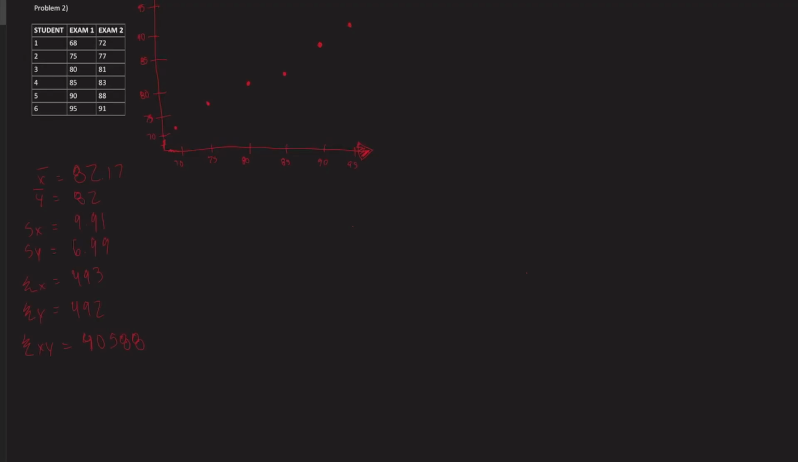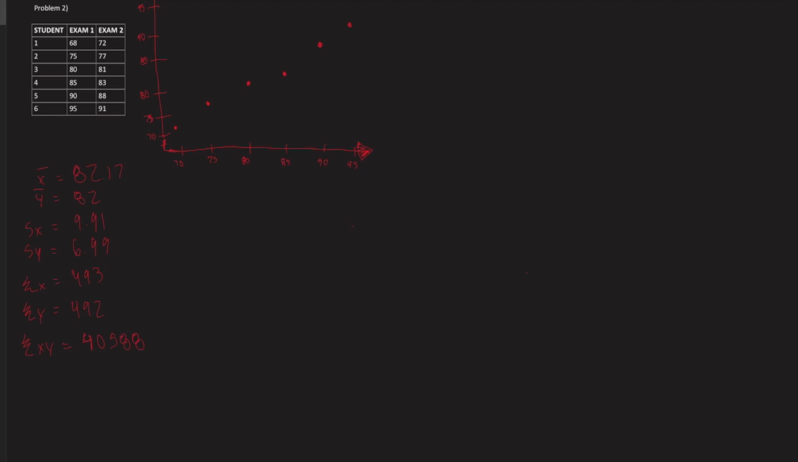So in this problem, we have 6 different students and we have their 12 exam results. I already plotted the data points, and I plugged into my calculator all the information from the chart, and I got these values such as mean of x, mean of y, and all the standard deviations. So after all that, we want to find the standard deviation of both x and y.